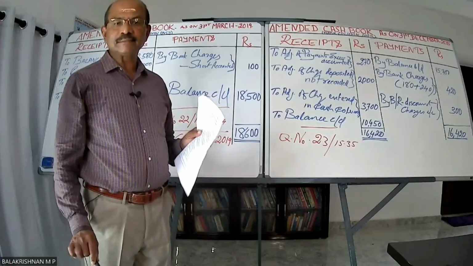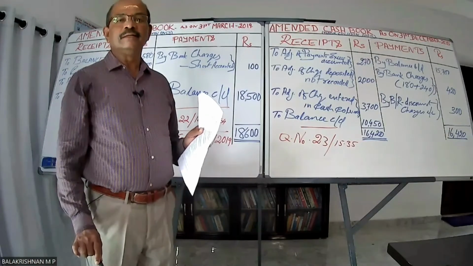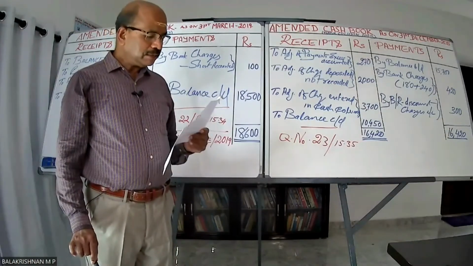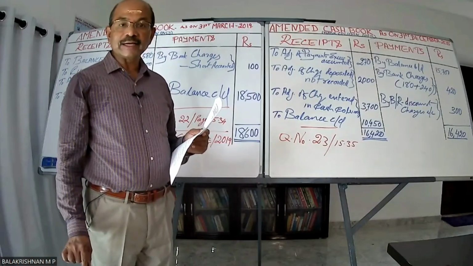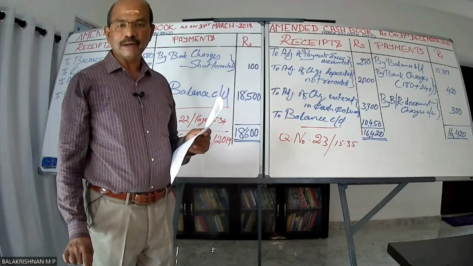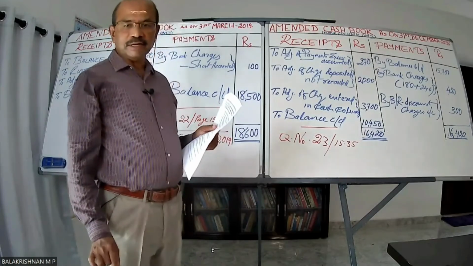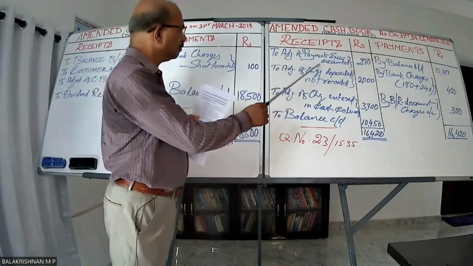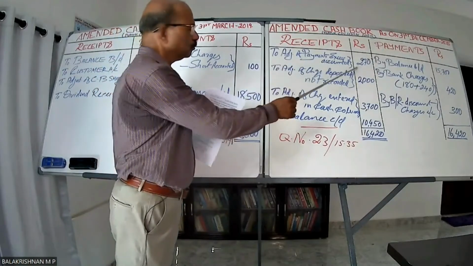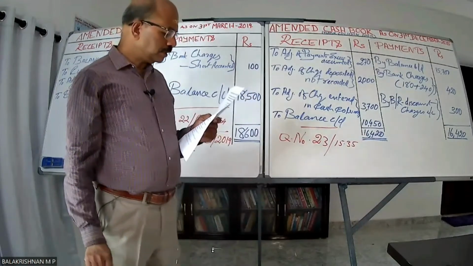Here, what's the gist of it? The gist of it is that an amount to the extent of 270 has been excessively shown in the credit side of the bank column of the cash book. Hence, I am reversing it with an entry here to adjustment of payments excess account at 270. That's all. Okay. Let us take up the next one.